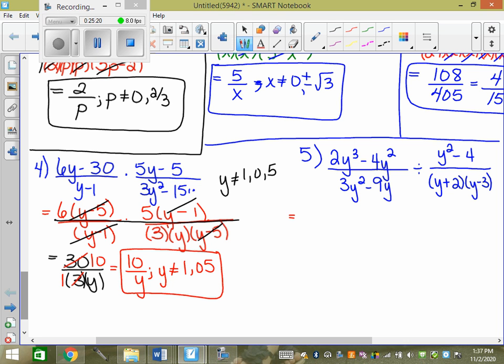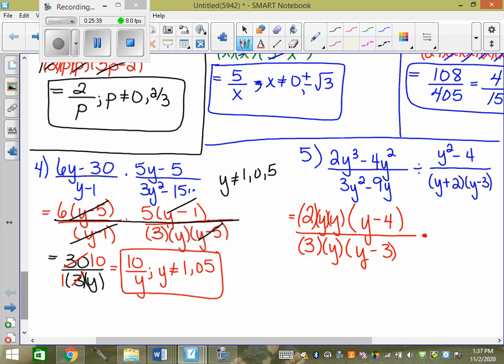So I'm going to take a 2y squared out. So 2yy. And I'm left with y minus 4. On the bottom, I can take a 3y out. I'm left with y minus 3. Then I'm going to flip it and reduce at the same time because I'm a rebel. So y plus 2, y minus 3 goes to the top. Y squared minus 4 is the difference of squares, so I get y plus 2, y minus 2 on the bottom.